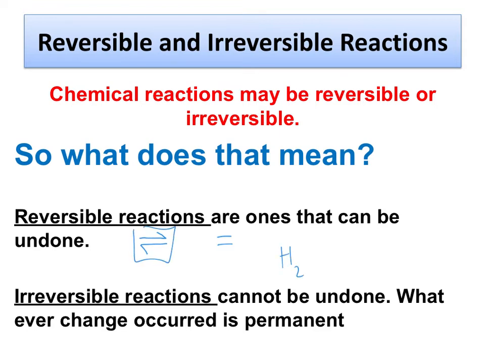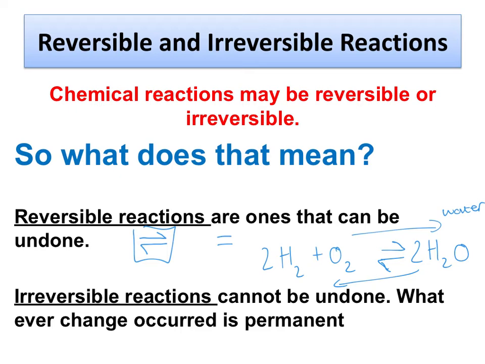So H2 plus O2 goes to H2O. Let's balance that out. So that reaction can go in the forward direction and make water, but it can actually be reversed and go back and make oxygen and hydrogen.